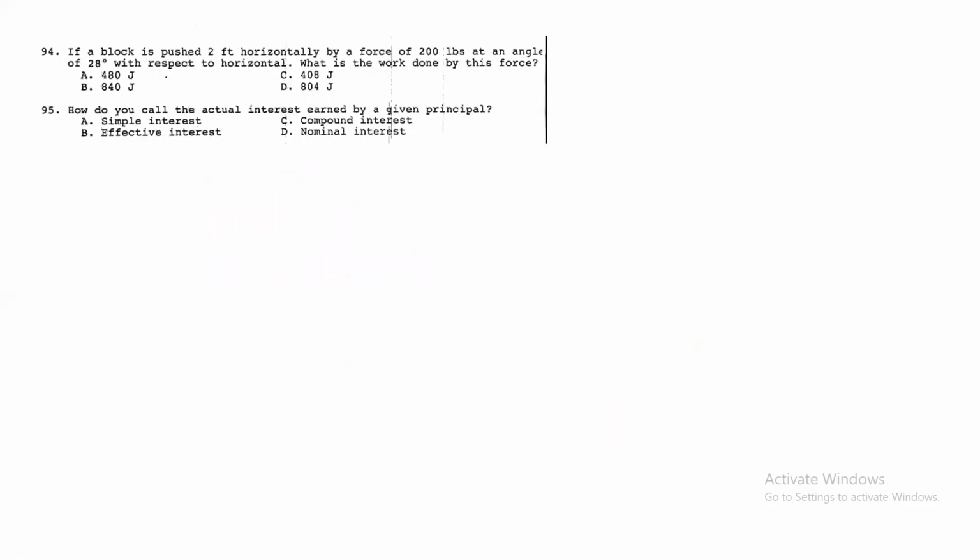Malapit na tayo. Number 94, if a block is pushed 2 feet horizontally by a force of 200 pounds at an angle of 28 degree, with respect to the horizontal, what is the work done by the force? So, syempre madali lang yan. No? Work is equals to force times distance times cosine ng theta lang. So, ito yung buong distance natin. So, force 200 times 2 feet times cosine ng 28 degrees.